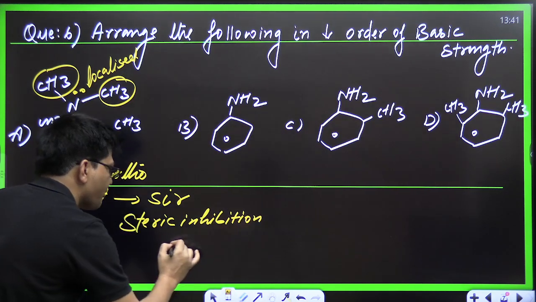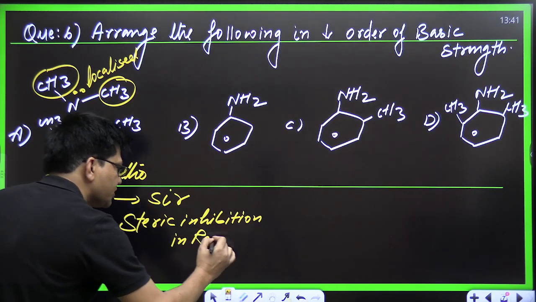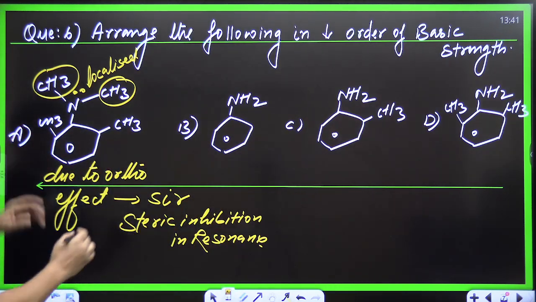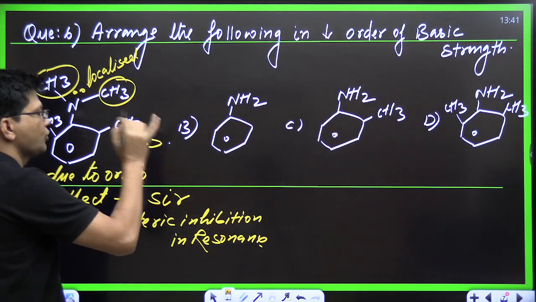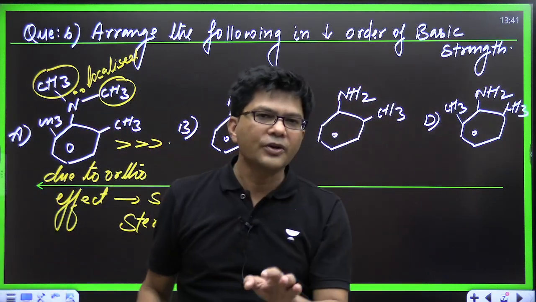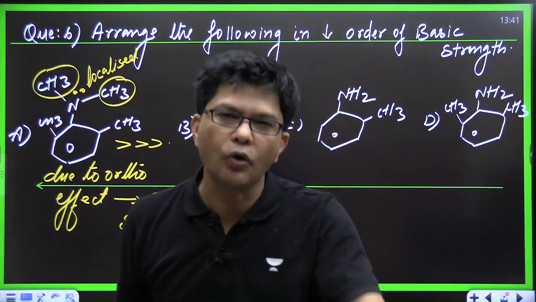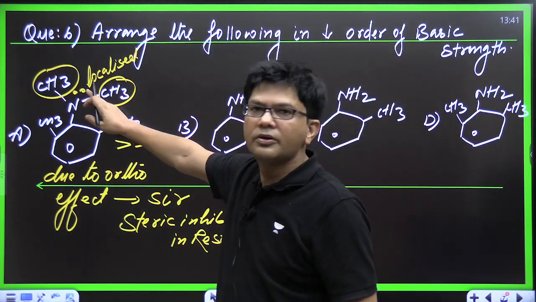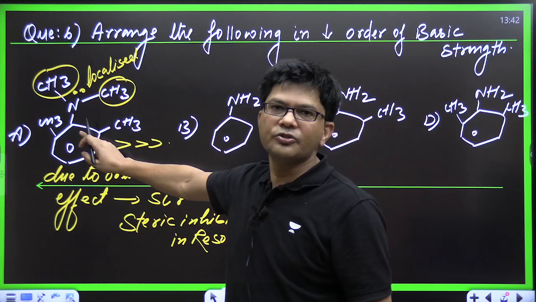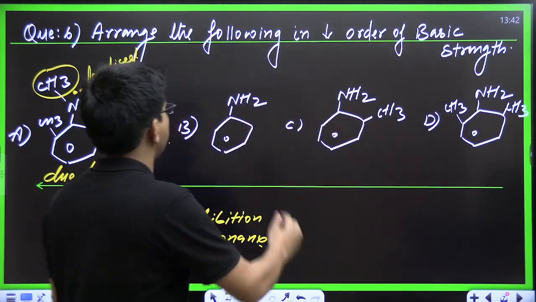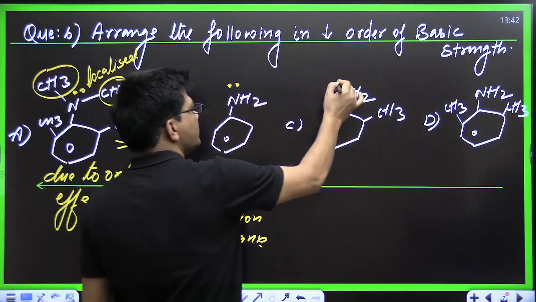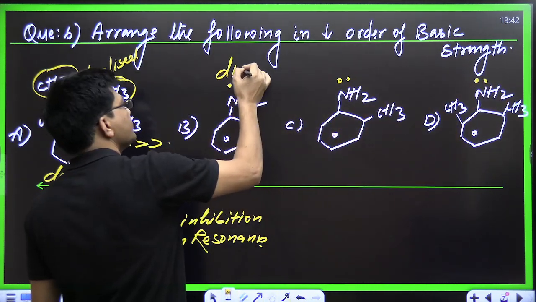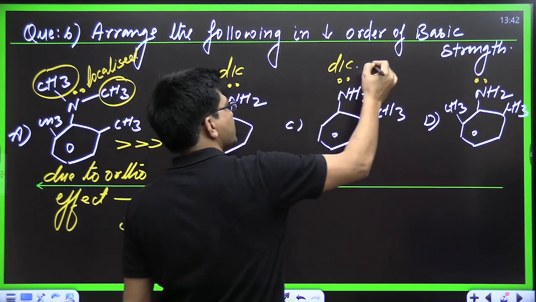Steric inhibition and resonance. Now see, this is most basic. Due to the ortho effect, nitrogen's lone pair has gone out of plane. That means it has become localized and cannot participate in the resonance with the benzene, but all the rest of the nitrogen's lone pair is delocalized because they all are aniline. So delocalized, delocalized, delocalized.